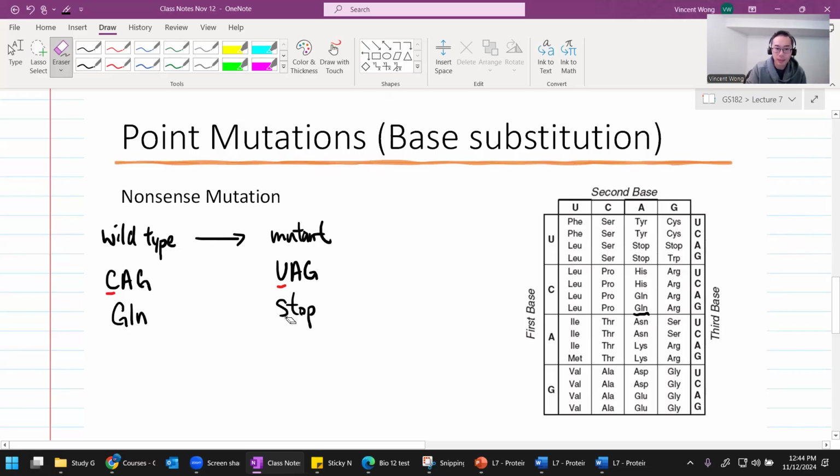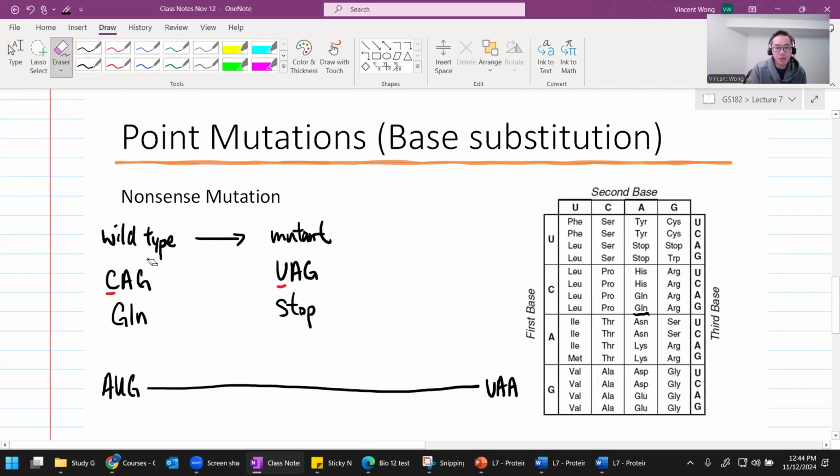Anyway, so here it goes from GLN to stop codon, right? Which means if you have a bunch of codons, I'm not gonna write all of it down. So starting with AUG, and then at the end, let's say we have a stop codon here, right? So normally you would start here and then you would connect all the amino acids until you get to the stop codon.